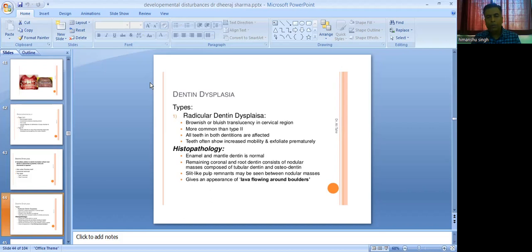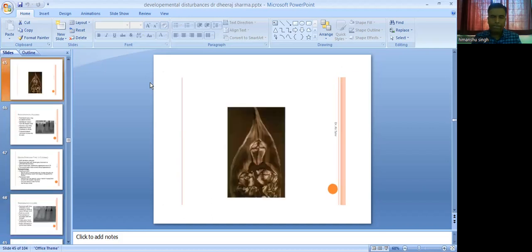Slit-like pulp remnants may be seen between the mountain muscles, which gives an appearance of lava flowing around them, which is considered to be a hallmark of rootless teeth. And you can see in this photograph, it gives the appearance of lava flowing around molars.